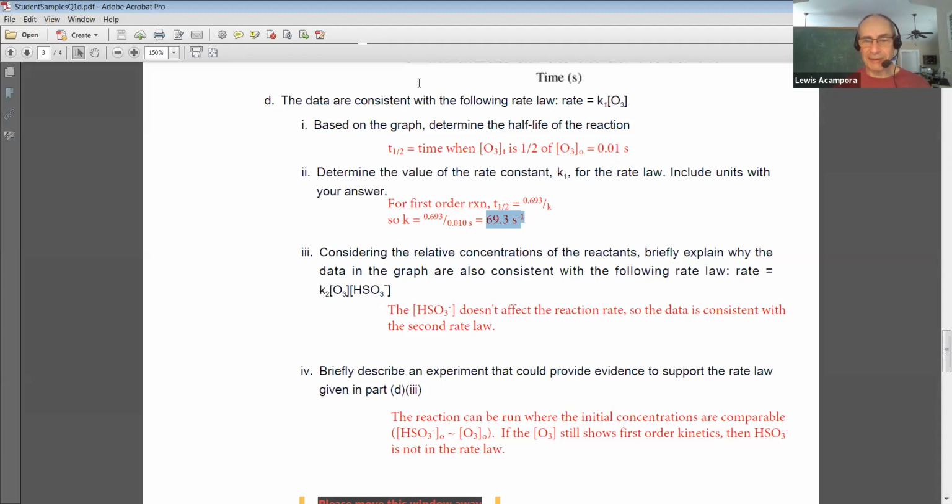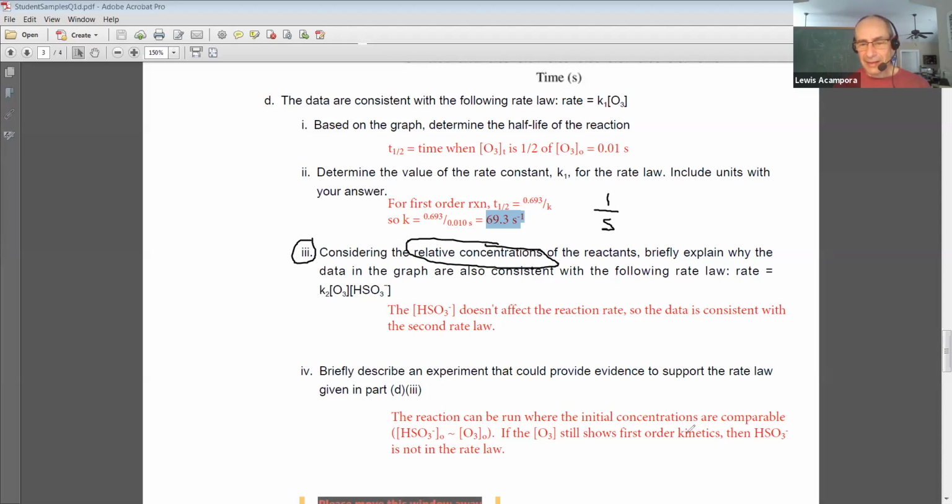And remember, that could be written in many ways. You could write that as 1 over seconds, or per second, those would be the 2 common ways. I don't think part III quite makes it. It says they correctly say HSO3 minus concentration doesn't affect the reaction rate, but they don't say why. And they really haven't addressed the relative concentrations of this.